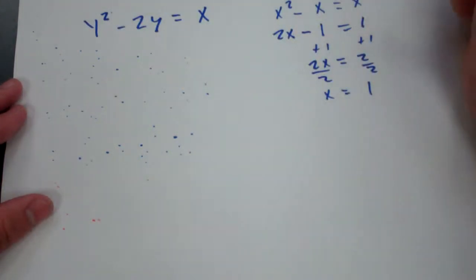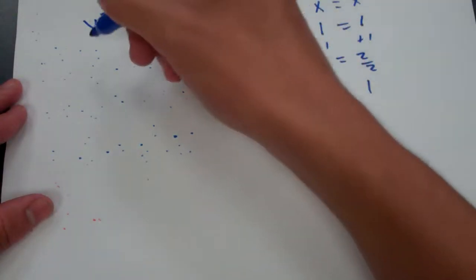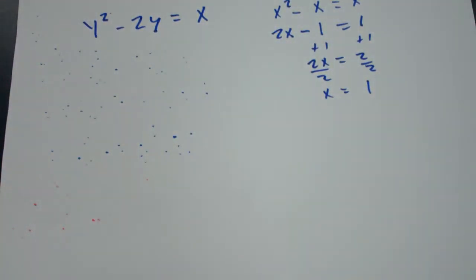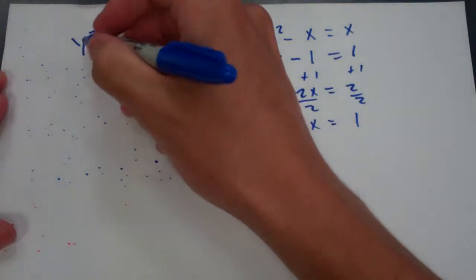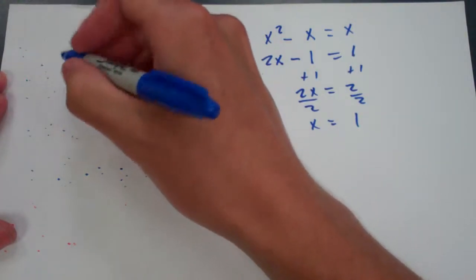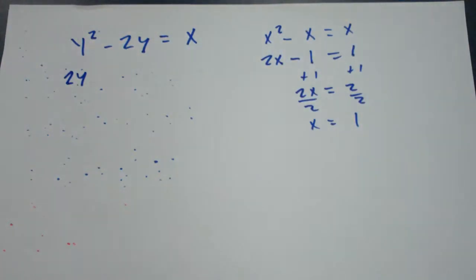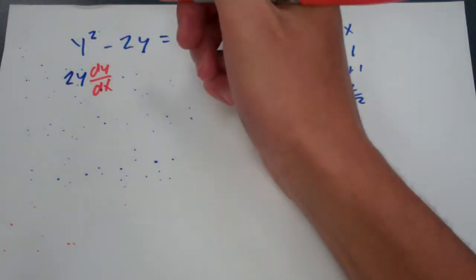Well, if I take the derivative of this function with respect to x, then what I'm going to do here is, if I take the derivative of y squared with respect to x, then I have 2y, and then I've got to tag on dy dx. Okay?